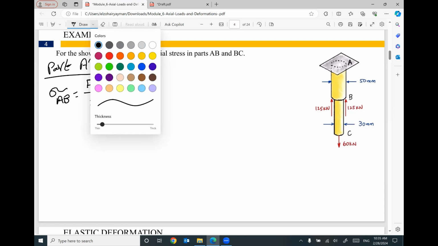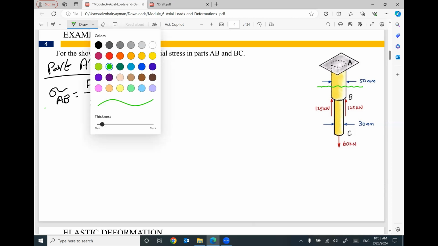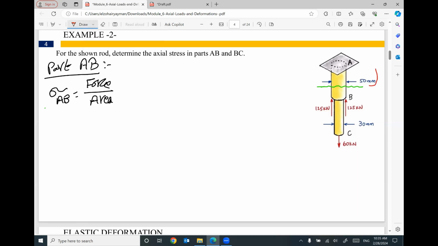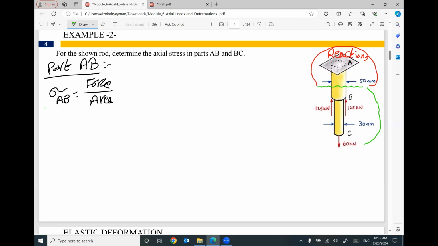To figure out the applied force in this part, I will cut at any point inside this part. Actually, we have two options. You can use the upper part, but we must figure out the reactions at support A. We don't have these reactions, so I recommend using the lower part. Both of them will give you the same answer, but for the upper part, I don't know the reactions at support A. So I'm going to use the lower part.